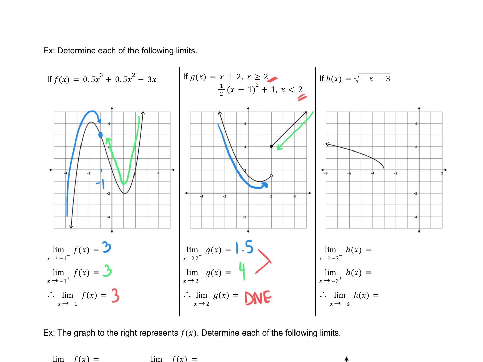Okay, final one. I have a square root function, and we're trying to find the limit as x approaches -3. So right here. As x approaches -3 from the left, I'm following my function, and my function is getting closer and closer to 0. From the right side, there's nothing for me here to latch onto, to guide me to x equals -3. So from the right side, the limit does not exist. And because we have that contradiction there, the overall limit as x approaches -3 does not exist as well.